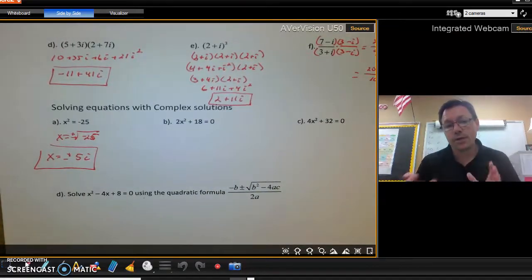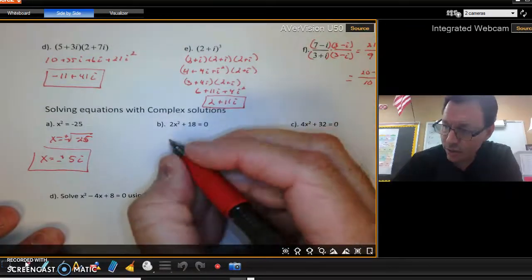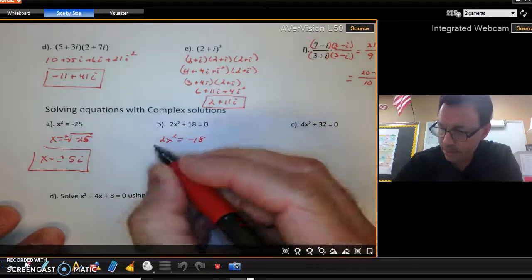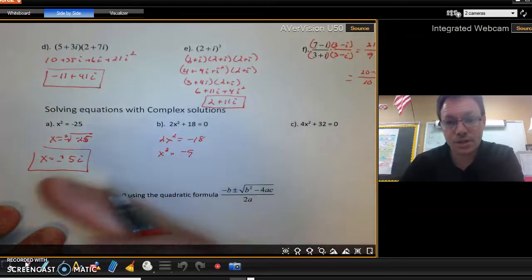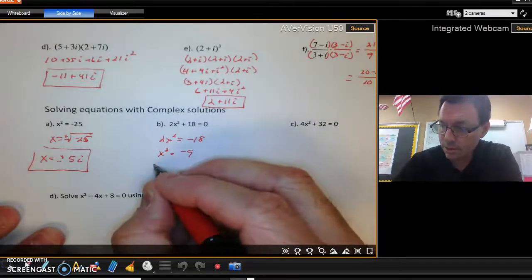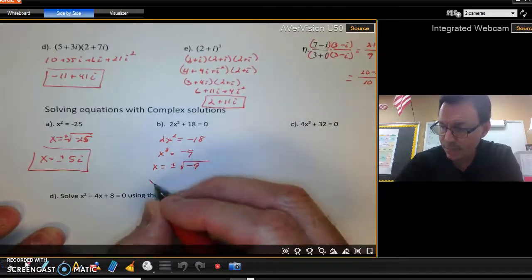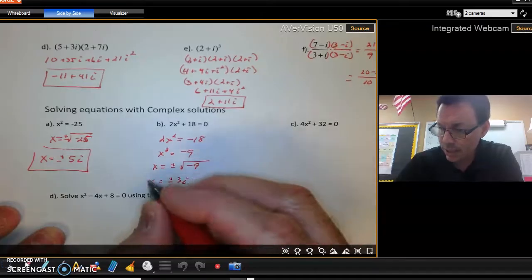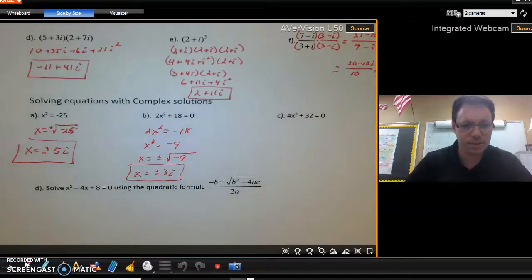Okay? So if all you have is an x squared, you don't have an x as well, solve for x squared. So get the x squared by itself. Divide by 2. Then you can simply take the square root of both sides. x equals the positive and negative square root of negative 9. But the square root of negative 9 is 3i. So that's our solution. Okay, go ahead and do the last one.